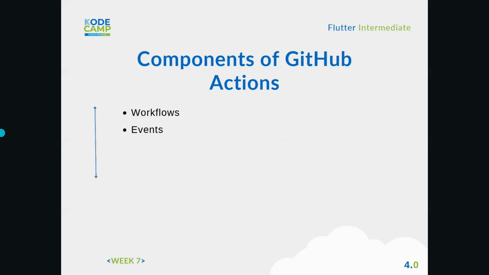Now, we have events. An event is a specific activity in a repository that triggers a workflow run. For example, someone creates a pull request, or opens an issue, or pushes a commit to a repository. That's an activity, and that can trigger a workflow. So an event is just a specific activity that will trigger a workflow.